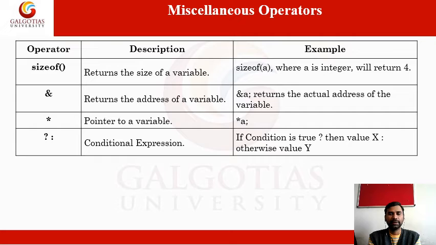These operators are not in the earlier categories. One is sizeof, next the ampersand symbol, the star, and the ternary operator. These are special operators. We use sizeof to return the size of an integer. The size of an integer is how many bytes? 4 bytes. So we return the size of the integer variable. Next, the ampersand symbol returns the address of the variable. The star symbol represents the pointer variable in the C language. Likewise, the ternary operator is a conditional expression operator. So these are the other operators. We will see examples of this.